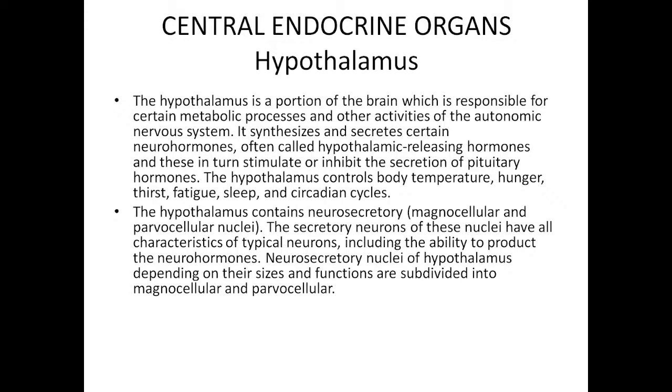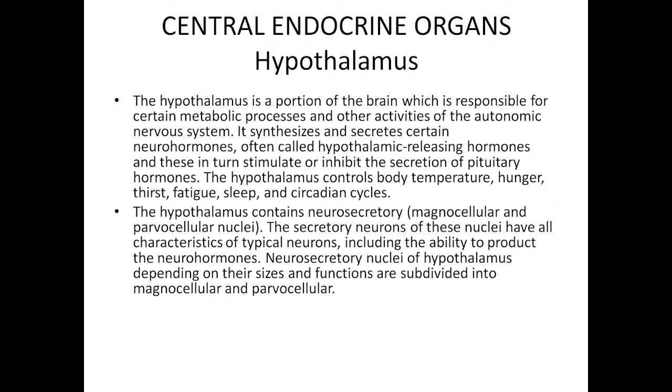The hypothalamus controls body temperature, hunger, thirst, fatigue, sleep, and circadian cycles. The hypothalamus contains neurosecretory magnocellular and parvocellular nuclei. The secretory neurons of these nuclei have all characteristics of typical neurons, including the ability to produce the neurohormones.